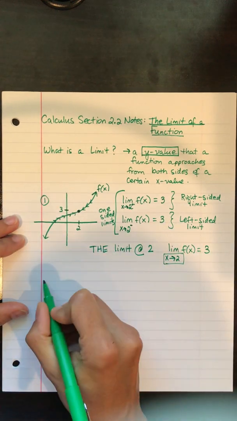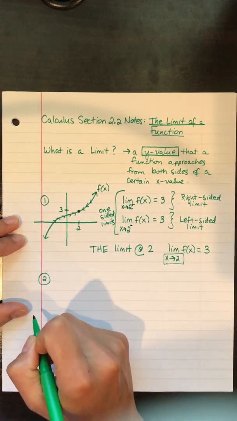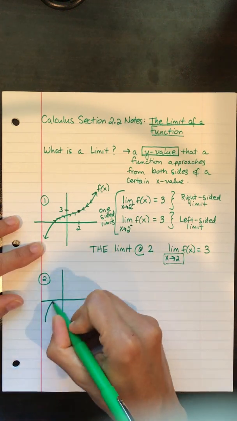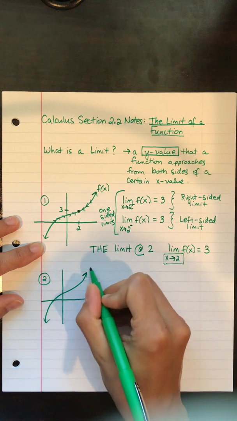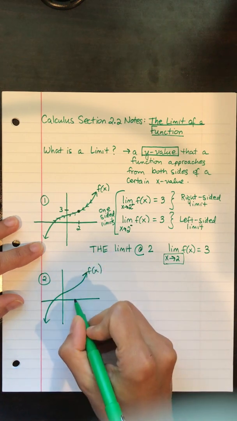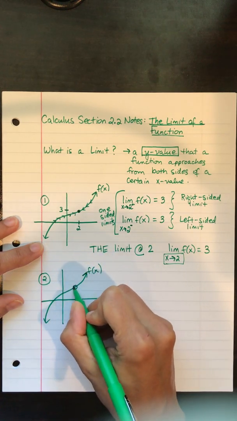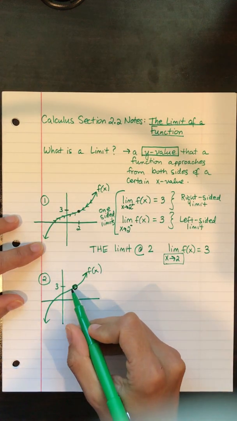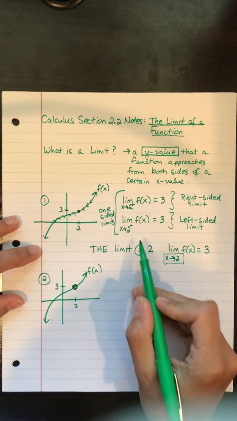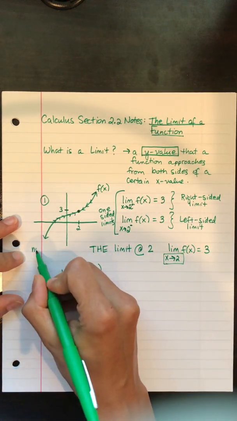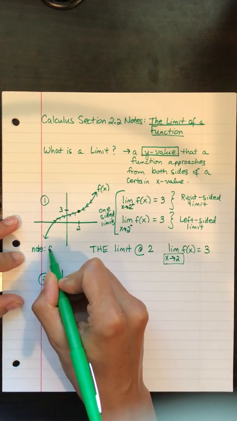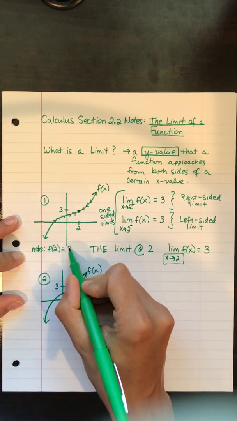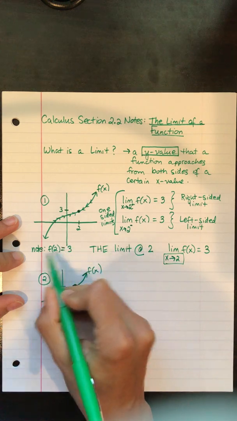Okay, let's do another one. What about same graph? Let's do the same graph. Call it f of x. Make this a 2. Oops, I meant to put a hole here. So there's a hole, let's say. Oh, by the way, I'm sorry, let's go back to 1. I was going to ask you, what is f of 2? The function value at 2. It is 3. Okay, just note.